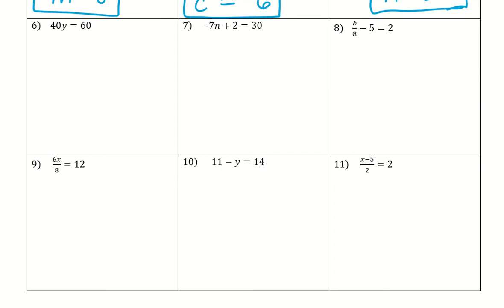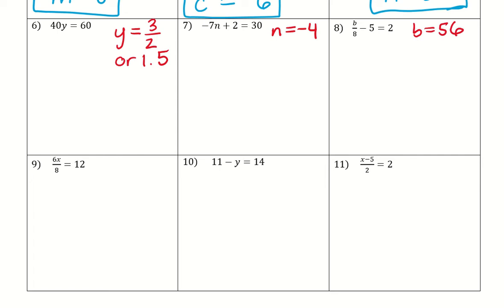All right, moving on to numbers 6, 7, and 8. I will write the answers first, and then you can fast forward to whichever problem you need. So number 6 is y equals 3 over 2, or 1.5. Number 7 is n equals negative 4. And number 8 is b equals 56.